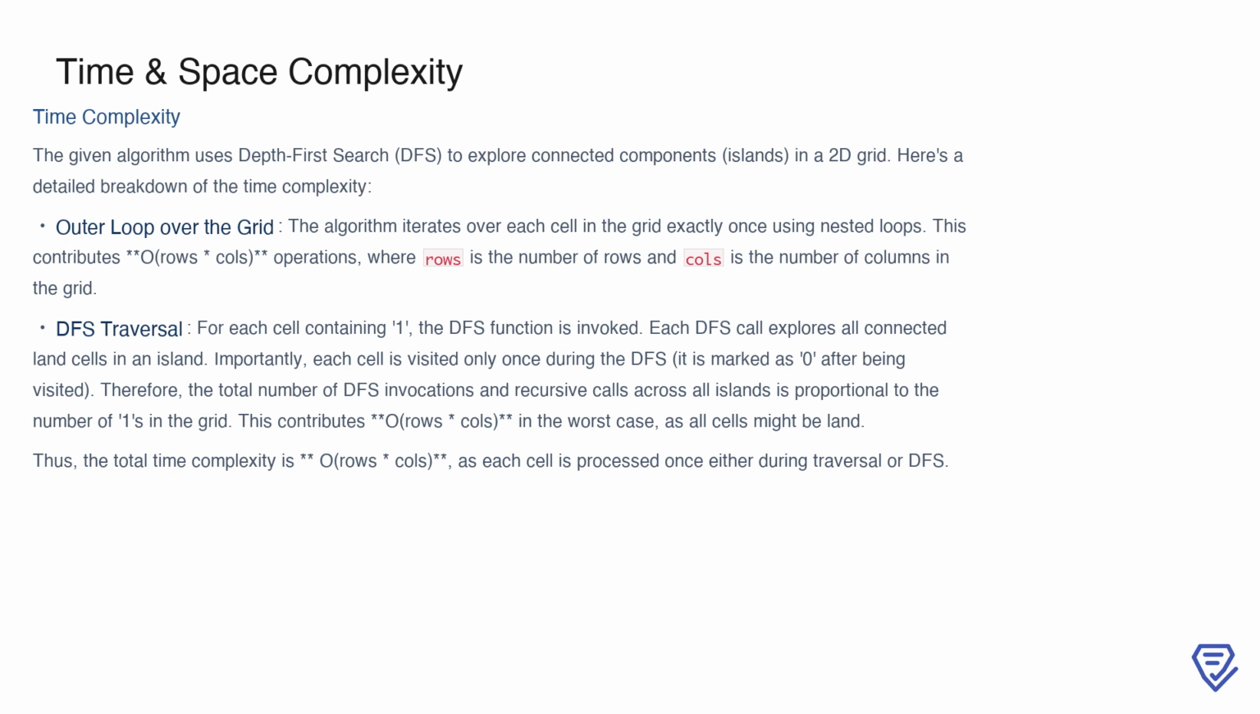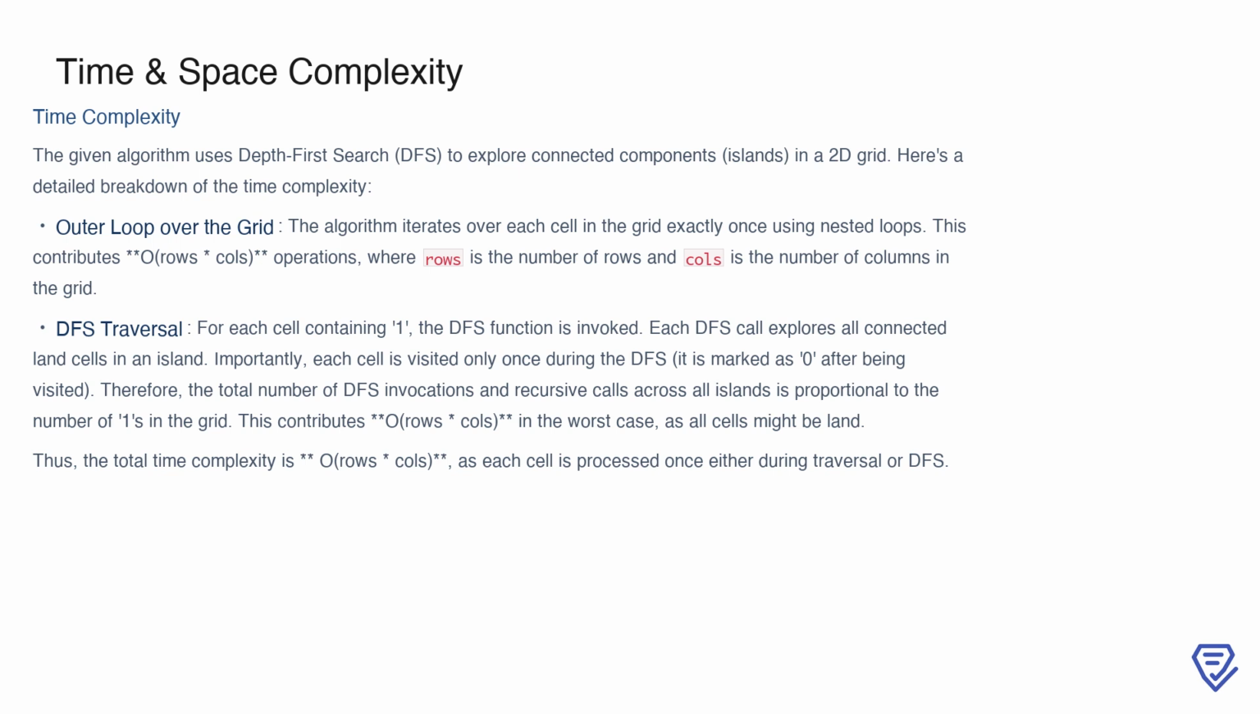The time complexity of this algorithm comes down to how we traverse and explore the grid. First, we iterate over each cell in the grid using nested loops, which gives us a baseline of O(rows * cols) operations, where rows is the number of rows and cols is the number of columns. Now, for every cell that contains a 1, we perform a depth-first search to explore the entire connected component, or island, starting from that cell.